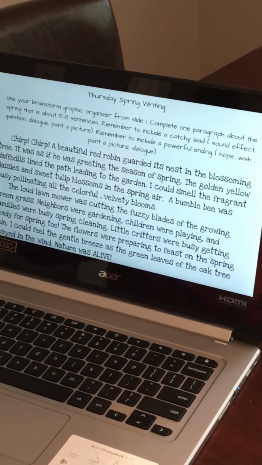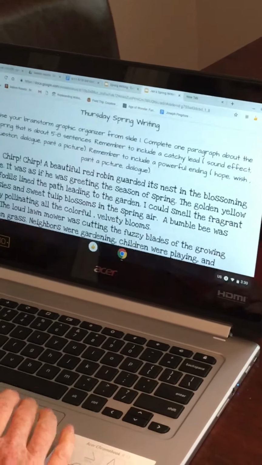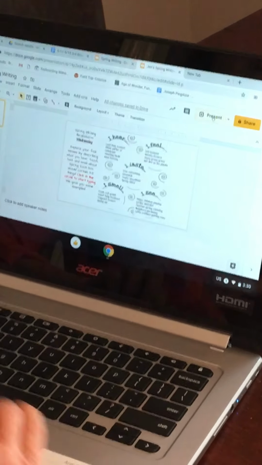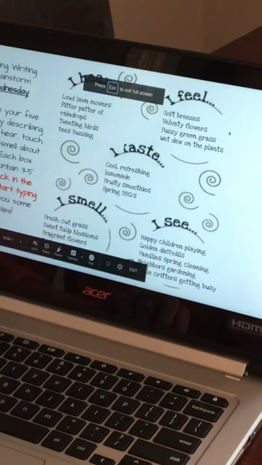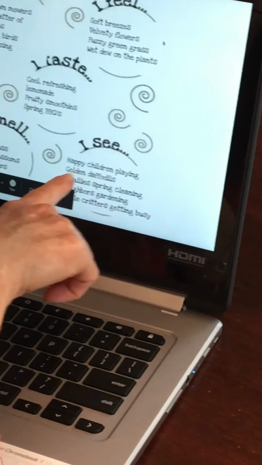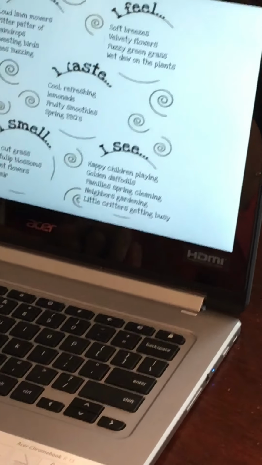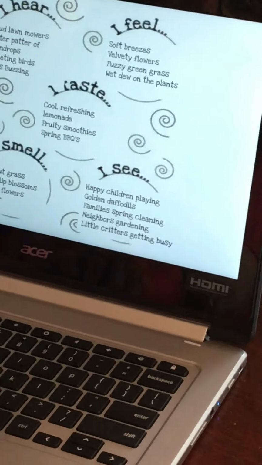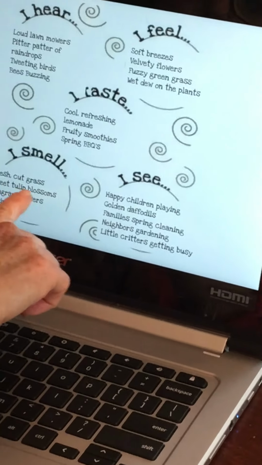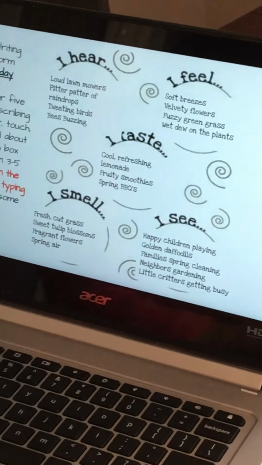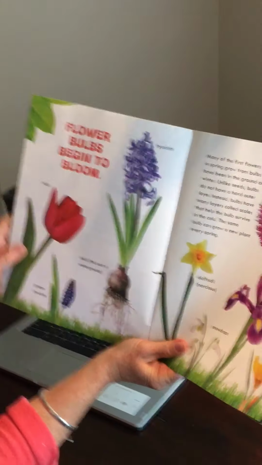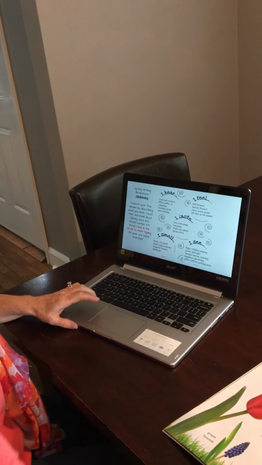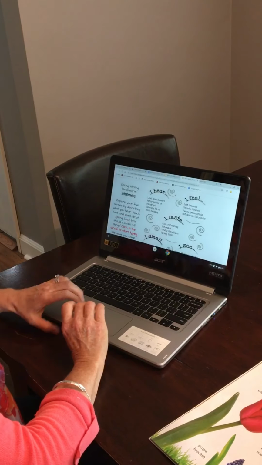Now, I'm going to start to talk about flowers. So I wanted to use my graphic organizer, and I wanted to see, well, what did I put in here about flowers? So I have down here, I see golden daffodils. And I did say I feel velvety flowers. Even in the smell, I smell sweet tulip blossoms. So it looks like I used a lot from our book, where we had tulips and daffodils. There's even an iris here. So I wanted to get specific with my flowers.